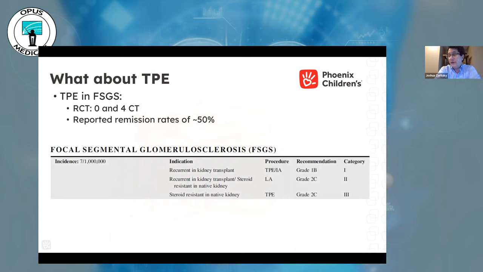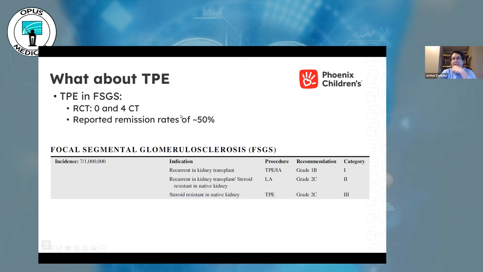What about therapeutic plasma exchange to remove this possible permeability factor? You can see that we really don't have great evidence to support TPE in FSGS, although in recurrent FSGS, it's the go-to. It's sort of the standard of care. I throw this slide up just to remind you that we have no randomized controlled trial showing this, just four controlled trials. And the reported remission rate varies from center to center, around 50%.